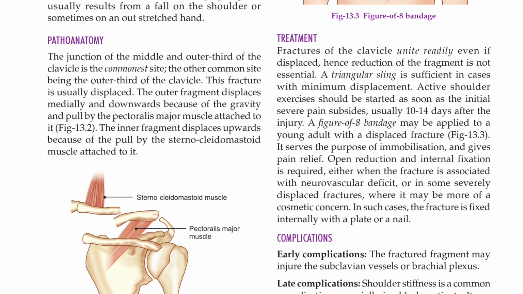Because of gravity and pull by the pectoralis major muscle attached to it. The inner fragment displaces upward because of pull by the sternocleidomastoid muscle attached to it. So the sternocleidomastoid muscle pulls the inner end, and the pectoralis major muscle pulls laterally.